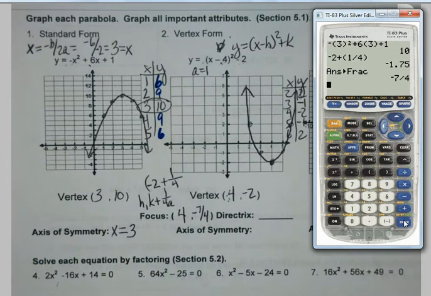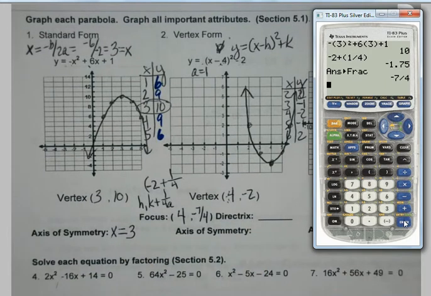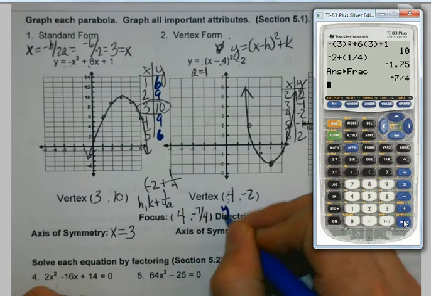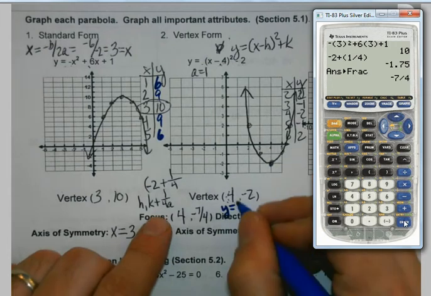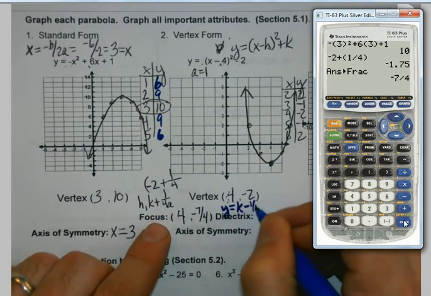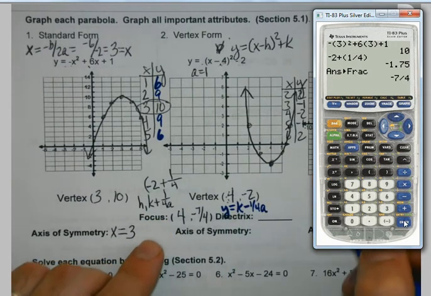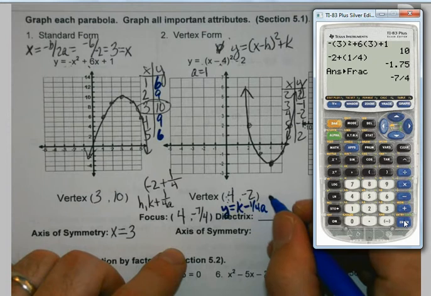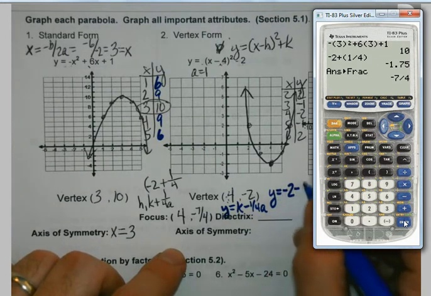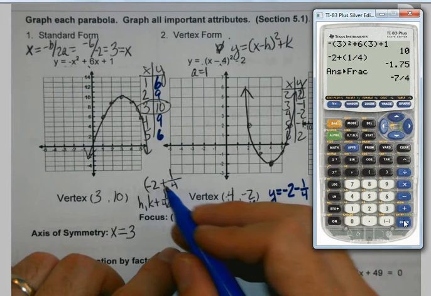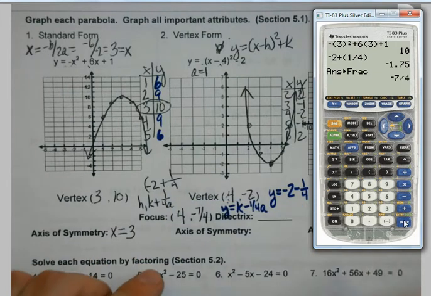Okay, -7/4 is okay, -1 3/4 is okay, but again, get it into a value there. My directrix, on the other hand, is k minus 1 over 4a. So it's basically the same thing I saw here, except now I'm minusing the 1/4. I'm basically just changing the sign from whatever this one was.